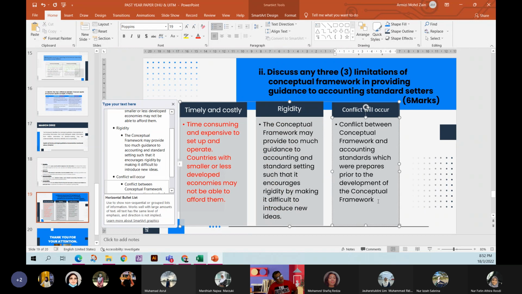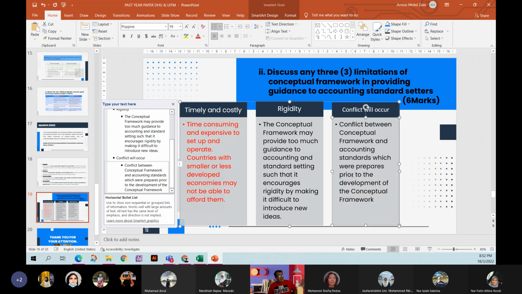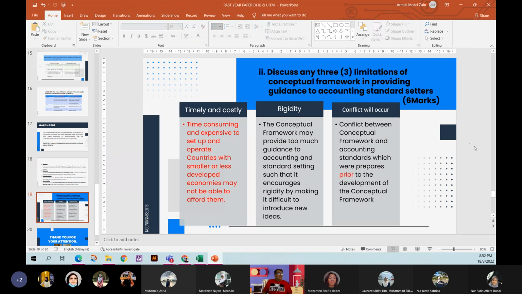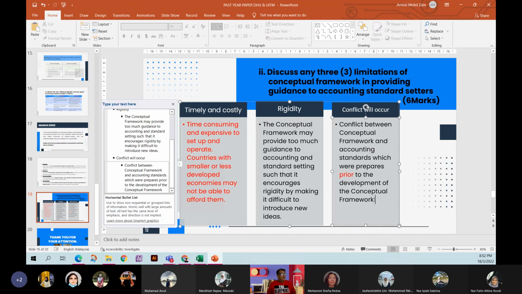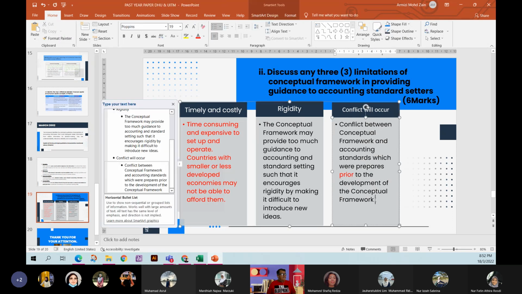Conflict between conceptual framework and accounting standards, which were prepared prior to the development of the conceptual framework. Sebelum conceptual framework ni dah ada bertahun-tahun dah. Sebelum, prior to the development of conceptual framework. Lamanya, accounting baru framework ni. Maksud ada konflik antara conceptual framework dan accounting standard which were prepared prior to the development of conceptual framework. Lama ni. Ni pun macam tak boleh digunakan pakai sepenuhnya.